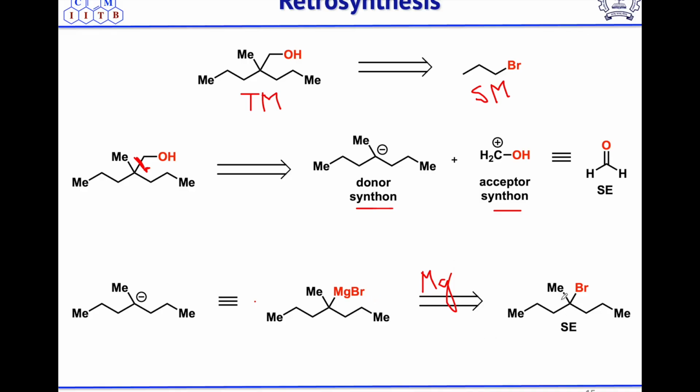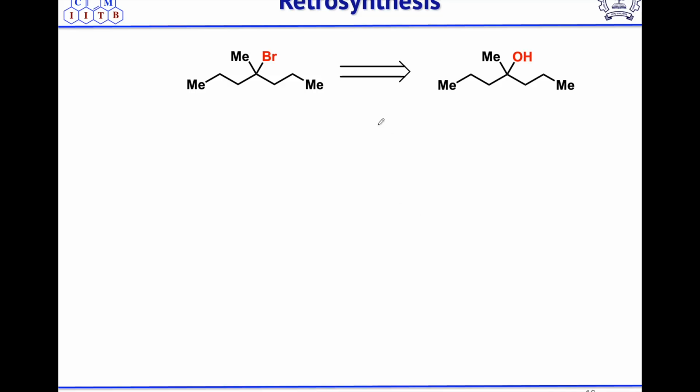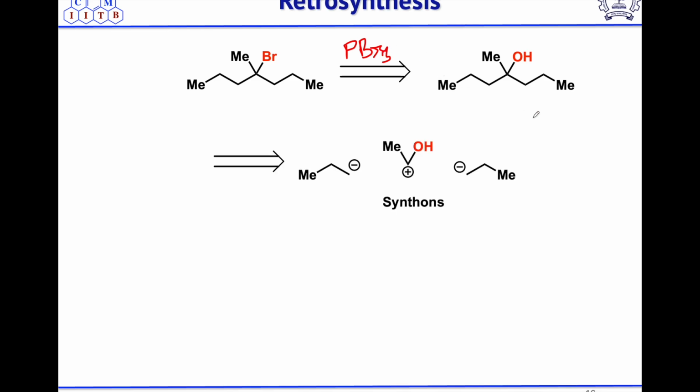Now, from where could we get this synthetic equivalent? For this also we have to do the synthetic analysis. So this we could get from this alcohol, by treating with PBr3; we can easily convert alcohol to bromide, right? So this is the alcohol.